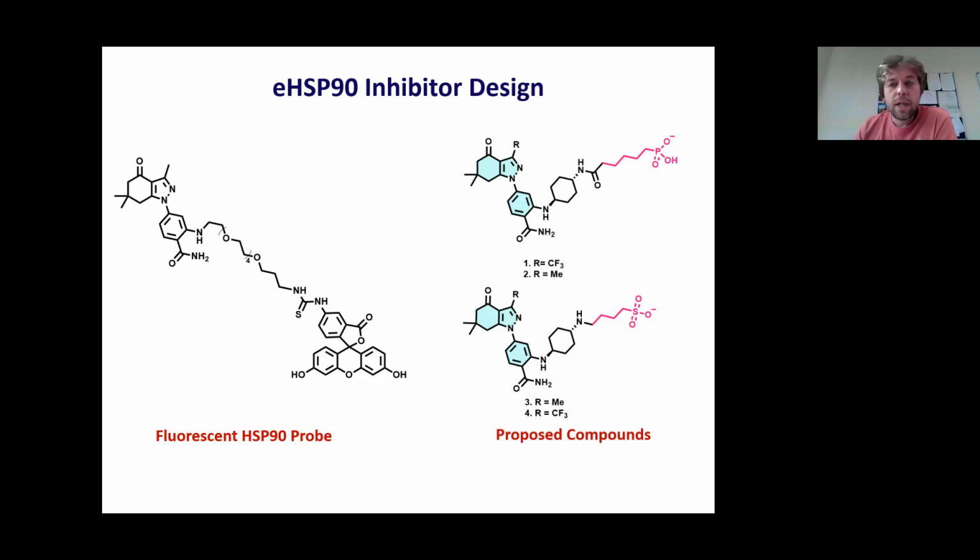So we used this information to design 4 compounds. We retained our SNX pharmacophore and we tethered to a phosphate or sulfate alkyl chain. And the lengths of these chains were really dependent on what was commercially available at the time.